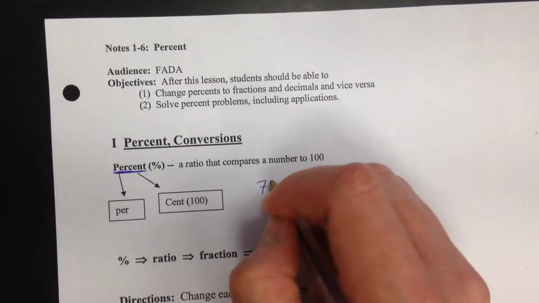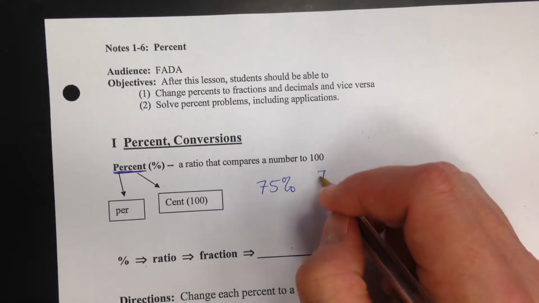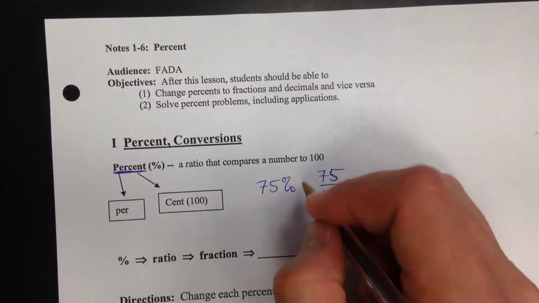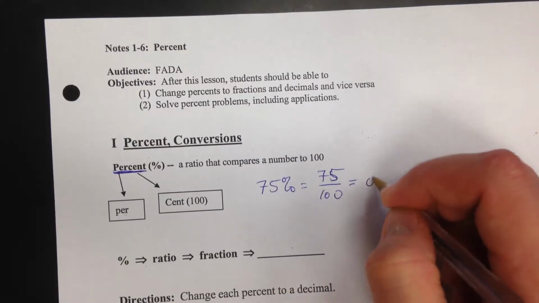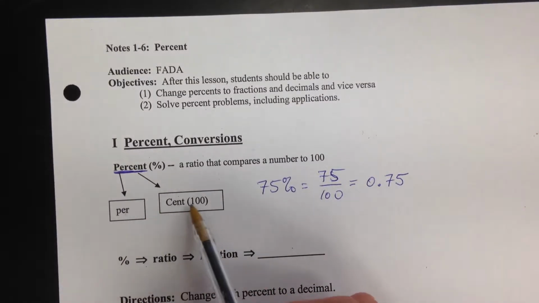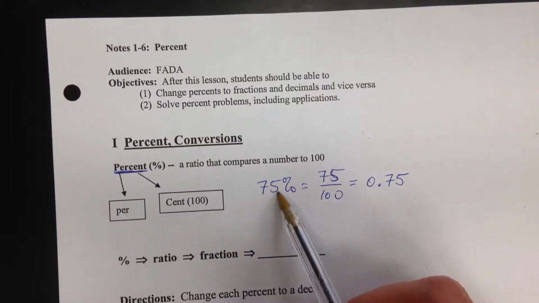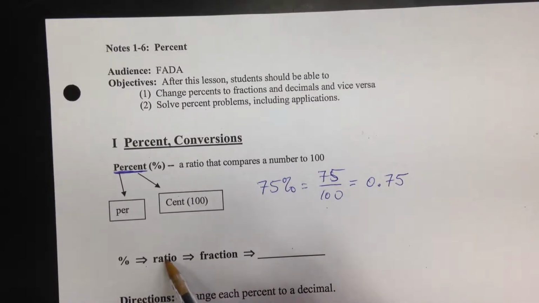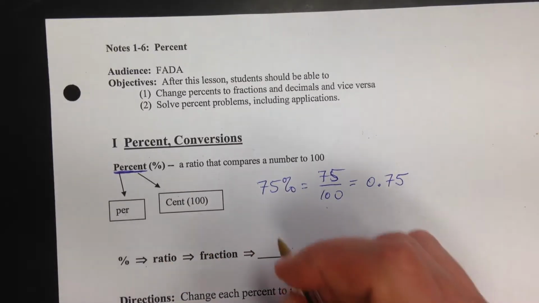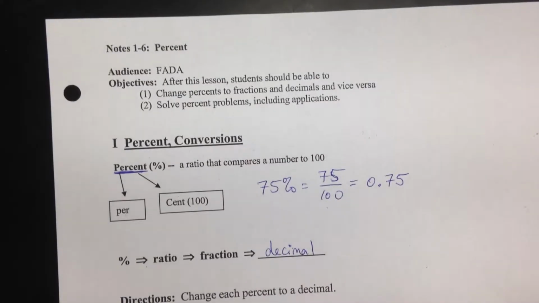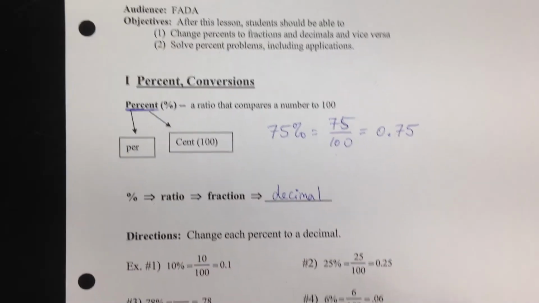So 75% is 75 per 100. So you can write it as a fraction, and that's also the same thing as a decimal, 0.75. But the idea is percent literally means for every 100. 75 for every 100. Okay, so a percentage can be a ratio, which is also a fraction, and we can also convert that to a decimal. So percentages can be represented in a lot of different ways.